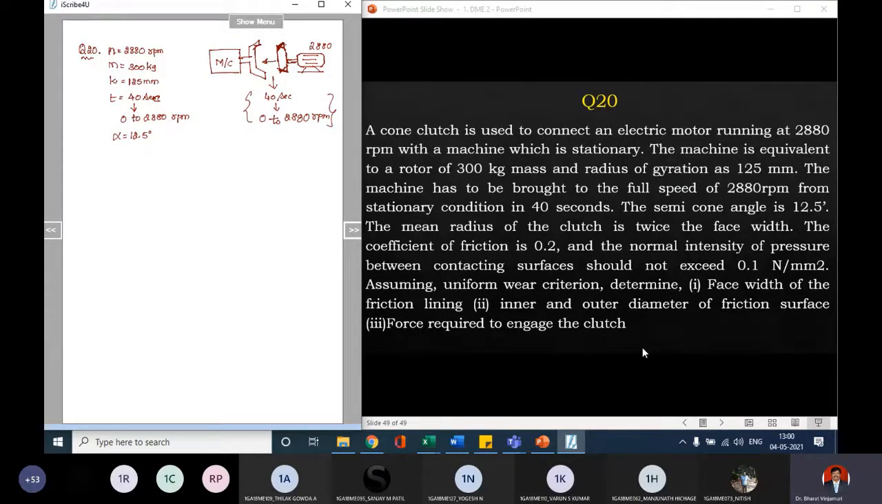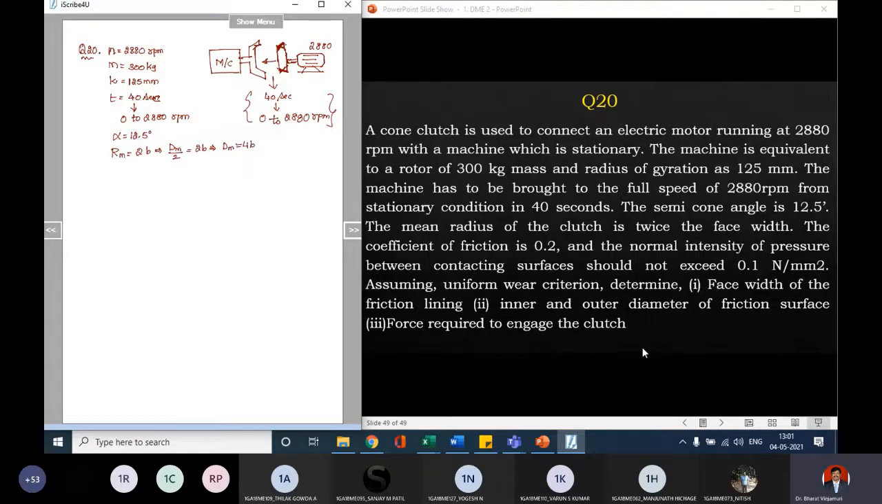What is the mean radius? dm equals 2b. Mean radius was RM, dm. Radius RM is equal to twice the face width. So this is 2b. So it means that dm by 2 is equal to 2b, which implies dm is equal to 4b.